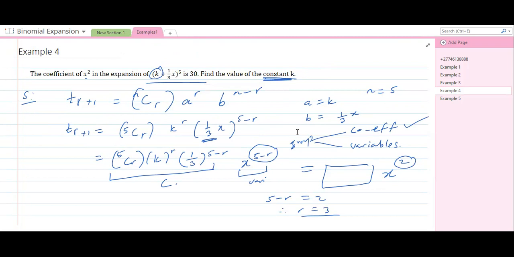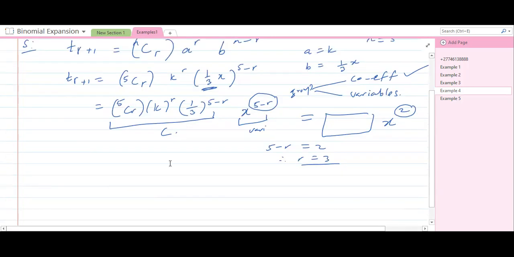So r has to be equal to 3. Now let us see if we know that this coefficient is already 30 if r is equal to 3. So the coefficient is equal to 30 when r is equal to 3. So let us determine when r is equal to 3. So we have 5 choose 3. What is 5 choose 3?